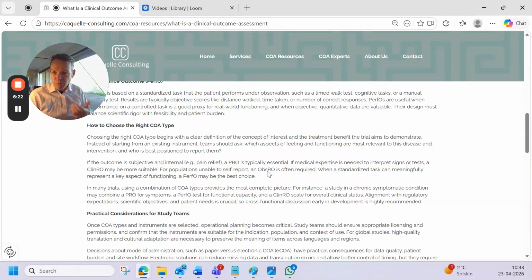So how to choose the right COA type? Choosing the right COA type begins with a clear definition of the concept of interest and the treatment benefit that the trial aims to demonstrate. Instead of starting from an existing instrument, teams should ask which aspects of feeling and functioning are most relevant for the disease and intervention, and who is best positioned to report them.